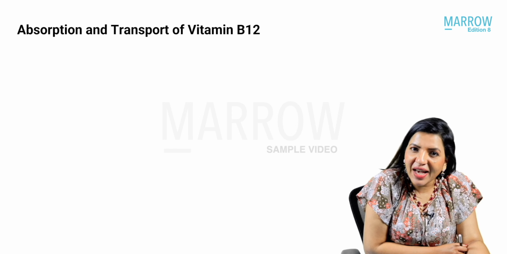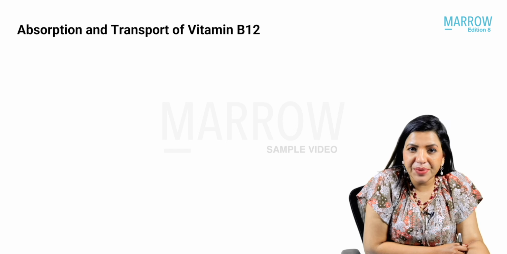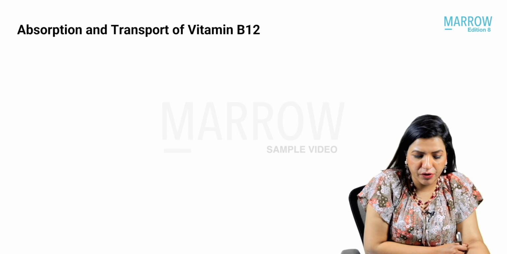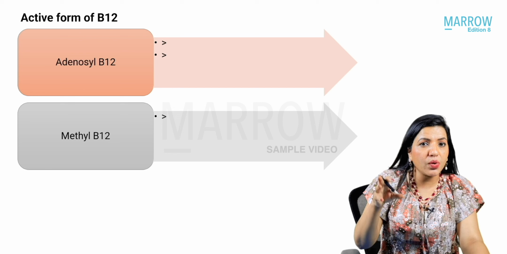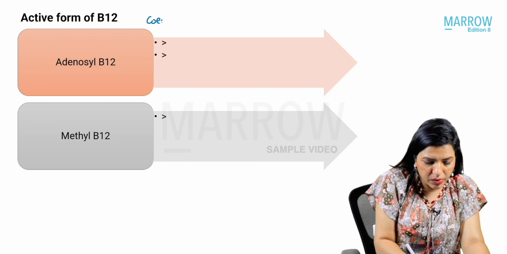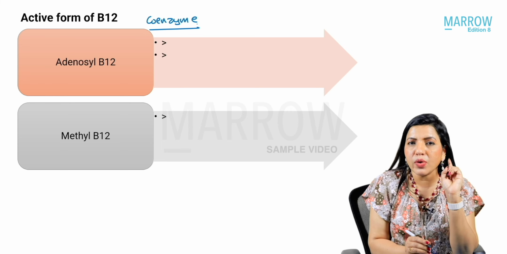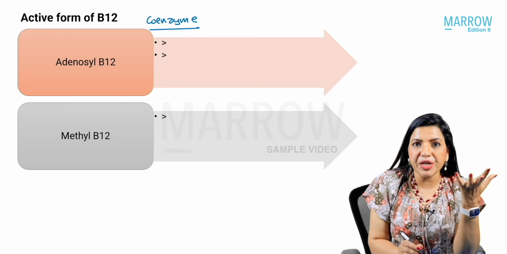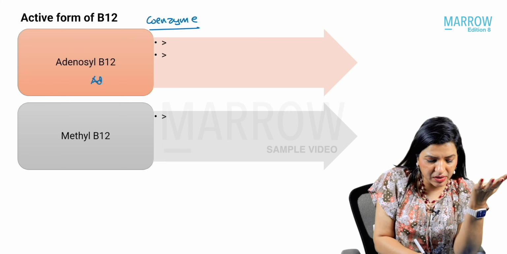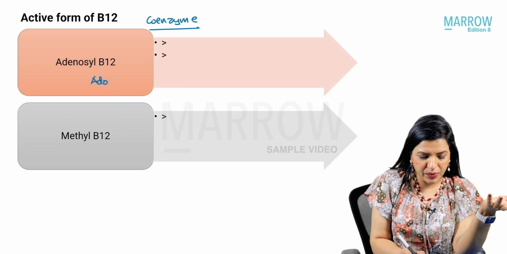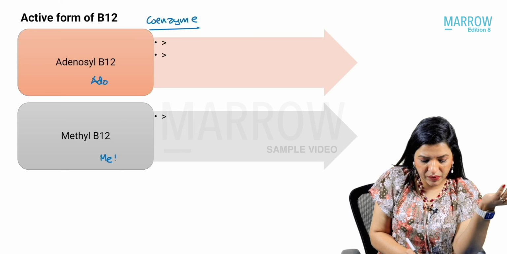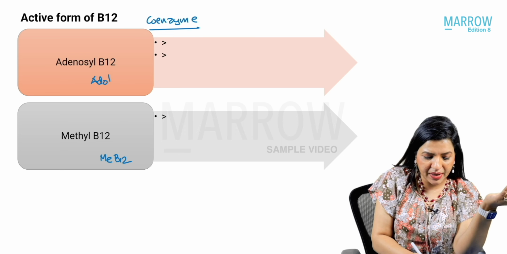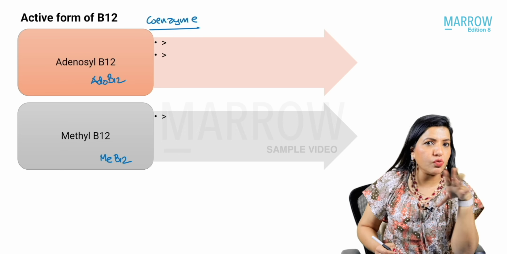Now we are going to see the active form of B12. The B12 has actually two active forms. This is a very, very important question: the active form of B12 and the coenzyme role. There are two active forms. One is ADO-B12, otherwise called adenosyl B12. The second is methyl B12. So that is what we write as methyl B12 and ADO-B12. These are the two active forms.